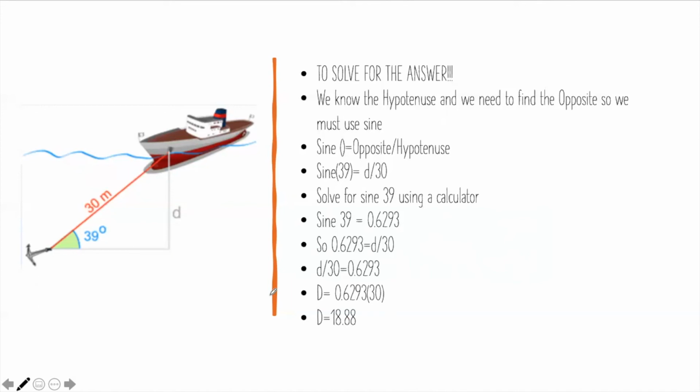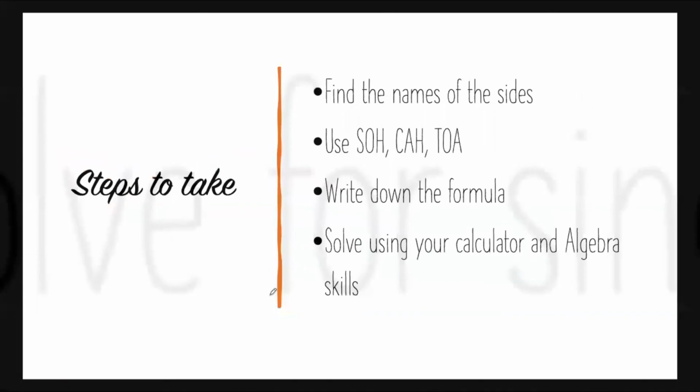So sine 39 is equal to 0.6293, and 0.6293 is going to equal d over 30. So 0.6293 times 30 would equal d, and that is 18.88. So yes, we did get the answer correct.